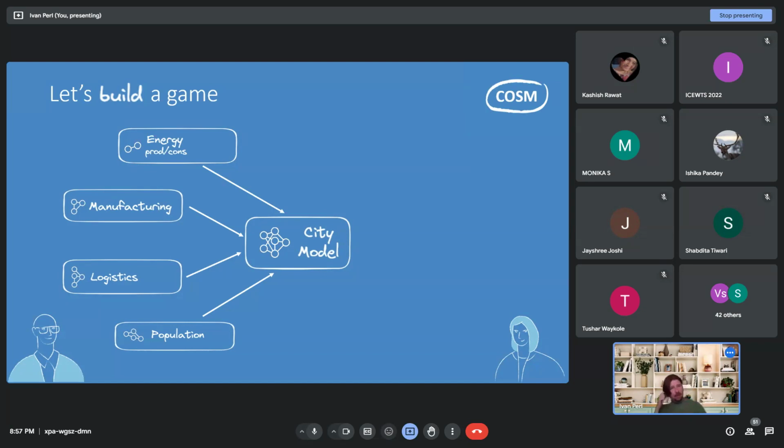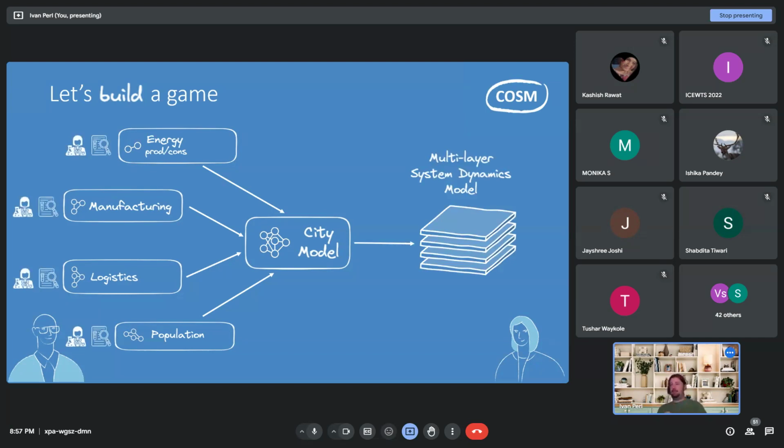And here we come to a way to build what we call a multi-layer system dynamics model. So that's actually what we get at the end. In this model, we are putting all these elements and aspects. I added some more icons here, which show that when we're talking about every aspect listed here, like energy, manufacturing, logistics, and population, we are not only relying on our own experience. We periodically get back to the people with whom we were working, right?